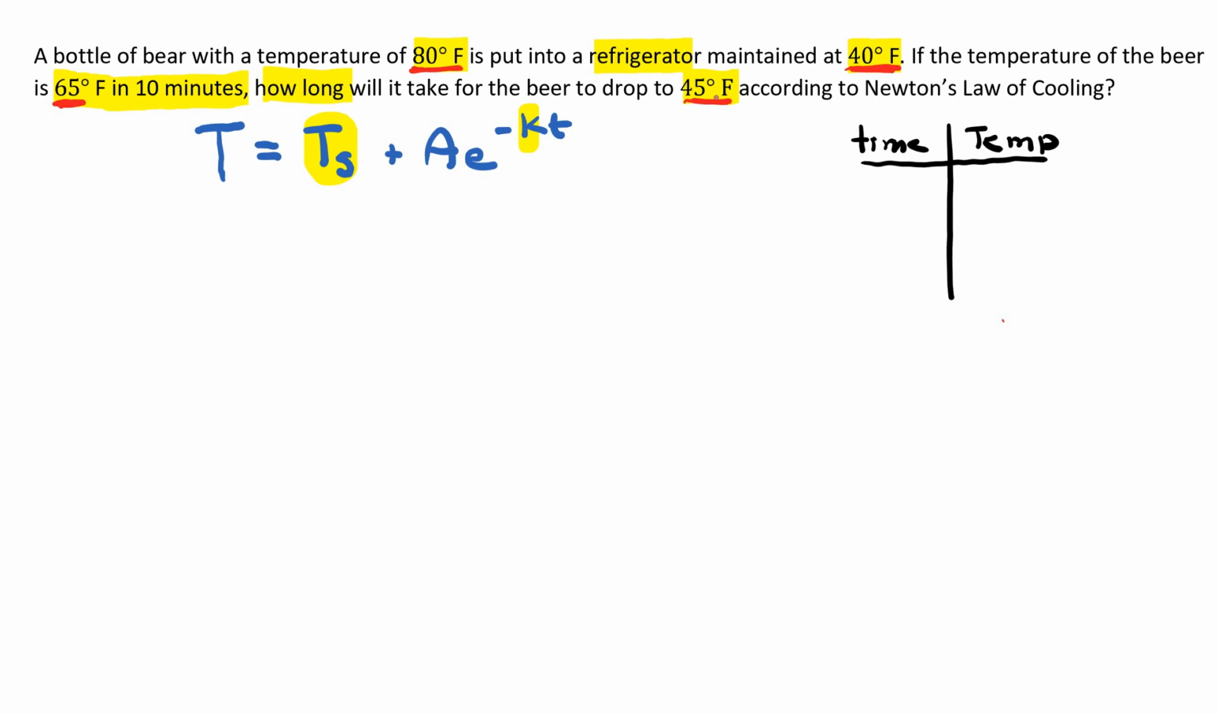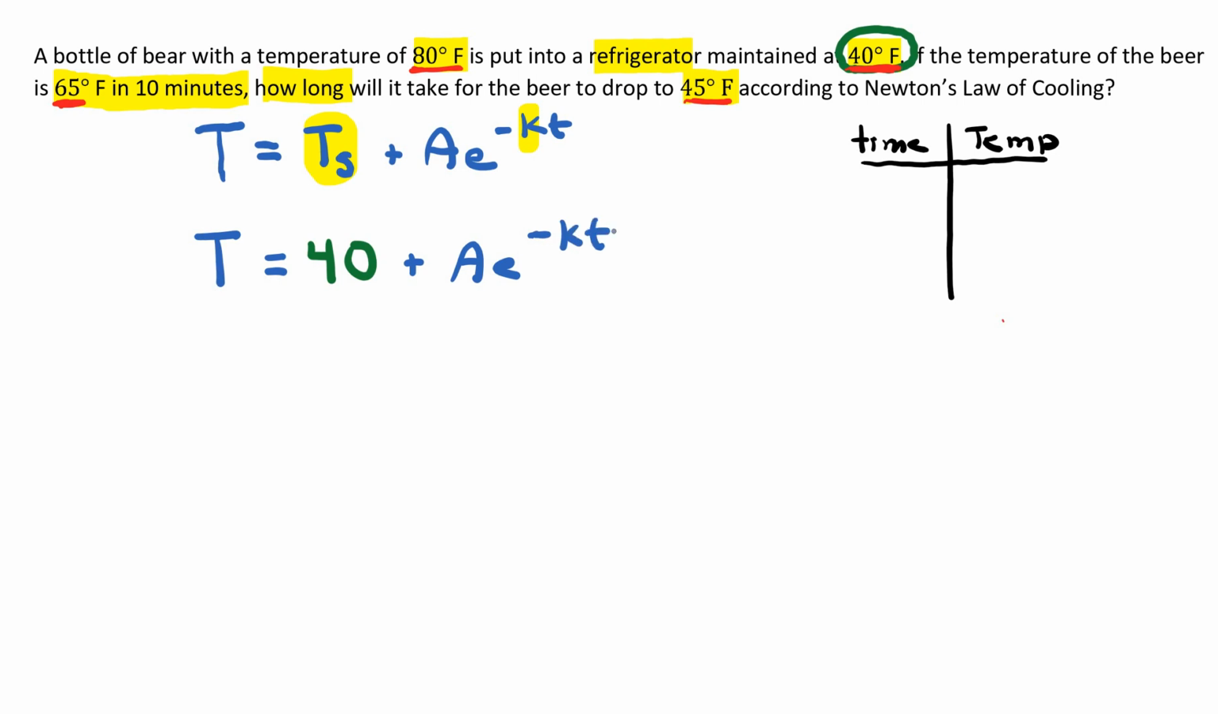Step number one is you need to find your surrounding temperature. For this problem, the surrounding temperature is going to be 40 degrees Fahrenheit because the beer is being placed into the refrigerator, and once you're in the refrigerator, the temperature will be 40 degrees Fahrenheit the whole way. So your Ts is going to be 40 degrees Fahrenheit. Let's put the 40 there, and then the temperature is there plus Ae to the negative Kt.